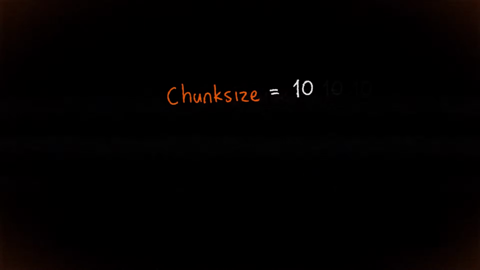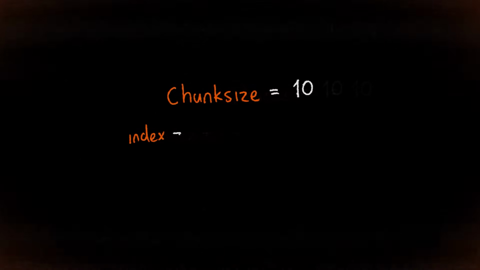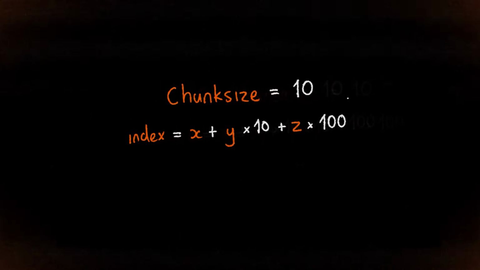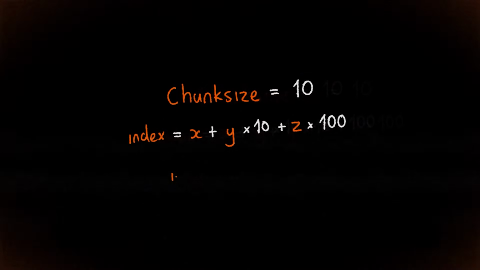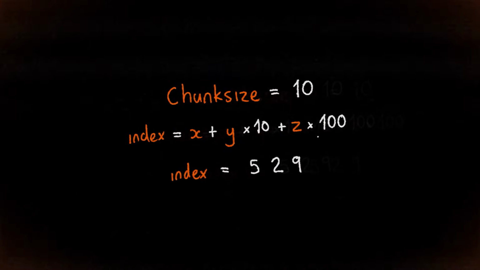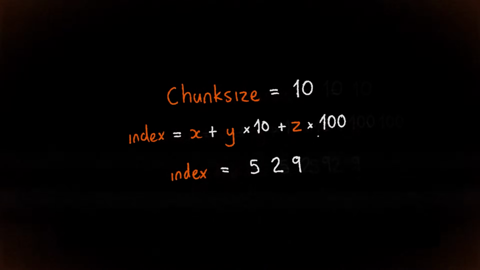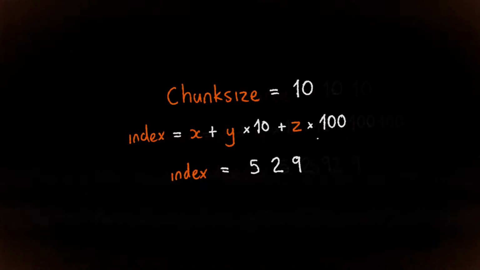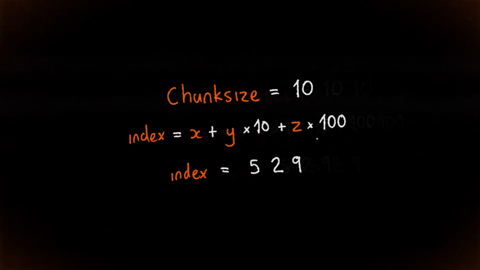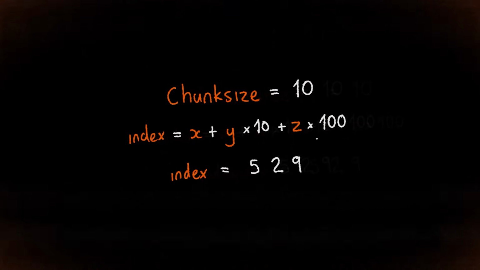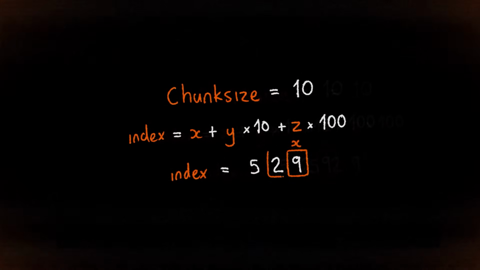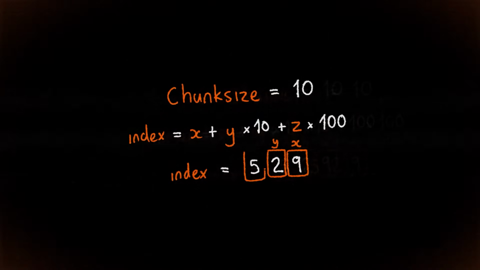Imagine we set this chunk size to 10. Our equation for the index would be index equals x plus y times 10 plus z times 100. Now, if I told you the index was 529, can you tell me its x, y, and z coordinates without doing any calculations? Well, yes. Because we chose a chunk size that is the same as our base 10 counting system, we can simply read the digits: x equals 9, y equals 2, and z equals 5. Easy!